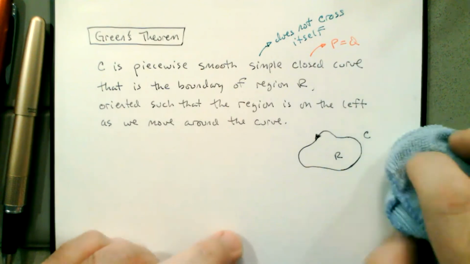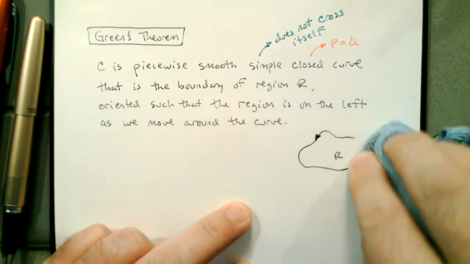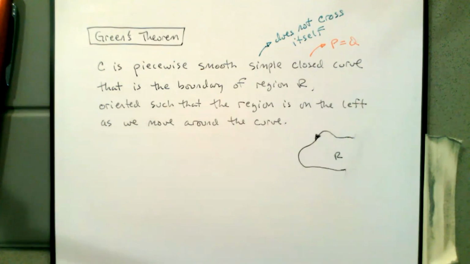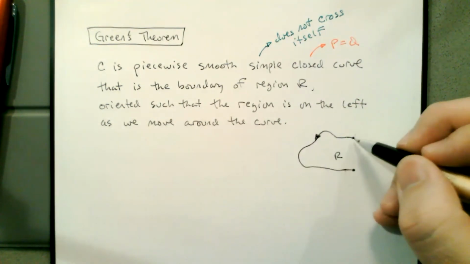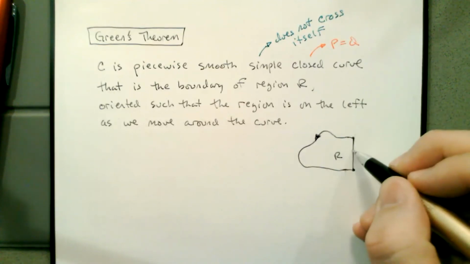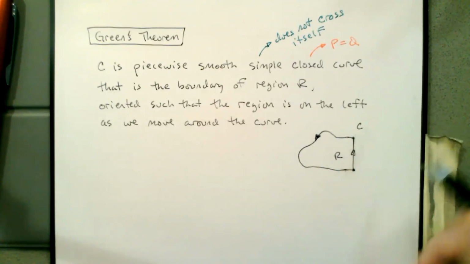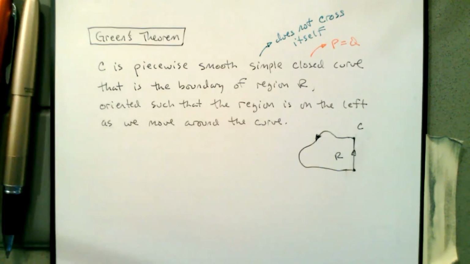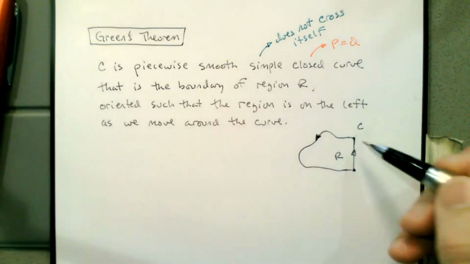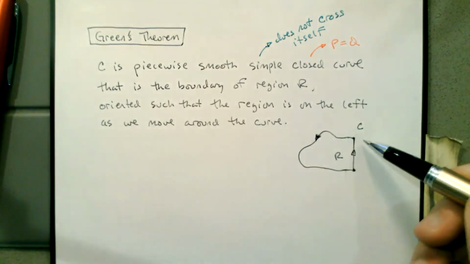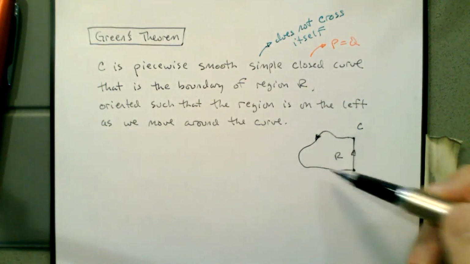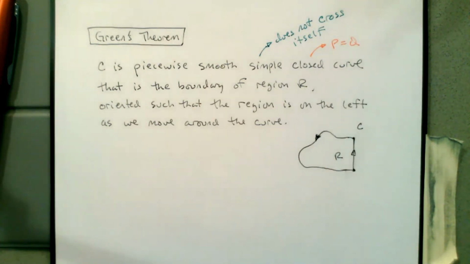I should have emphasized the piecewise smooth part. So let's demolish a little bit of this. Let's have a point where it's not smooth. So even though this curve is not smooth at all the points, it's not smooth at these corners, it's smooth in pieces. And it's continuous. So it's not smooth at every single point, but it's smooth in pieces. That's the piecewise smooth part.